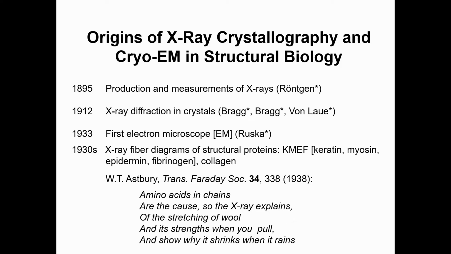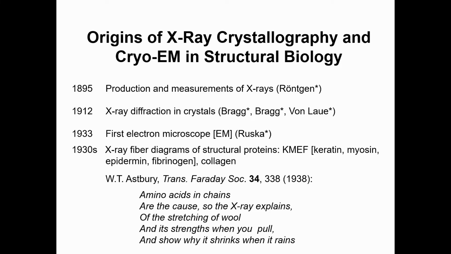So in 1912, Bragg and von Laue independently discovered that X-rays are diffracted in crystals, where Bragg are father and son who worked together, and they are the only father and son combination that was jointly awarded a Nobel Prize for the same project. And all these were Nobel Prizes in physics.